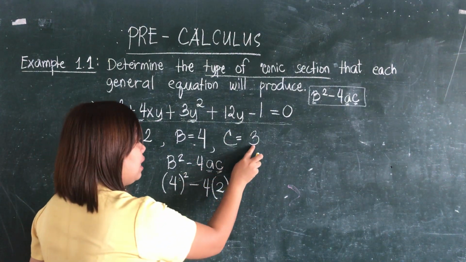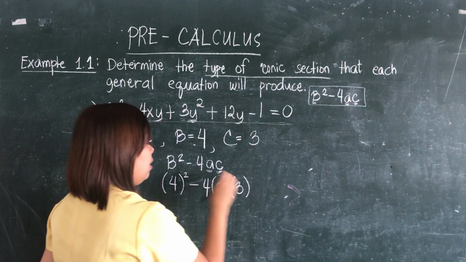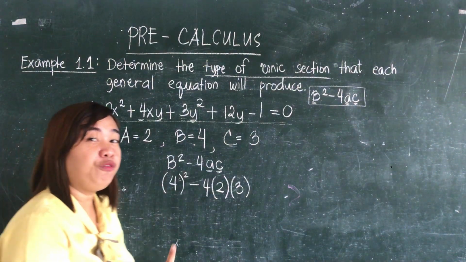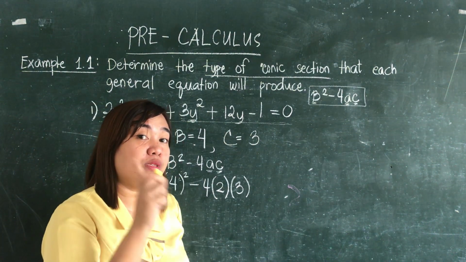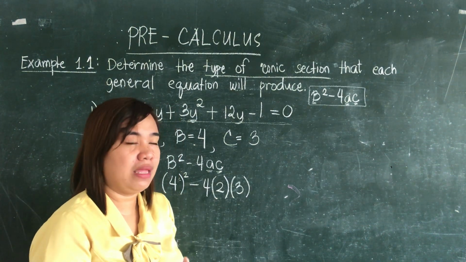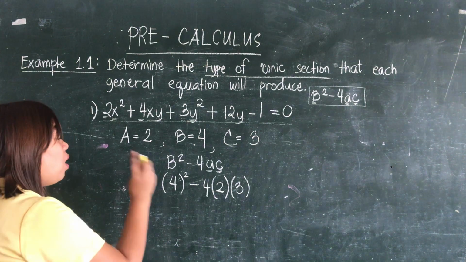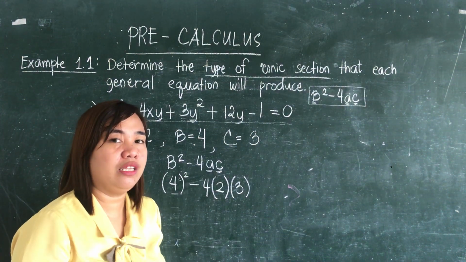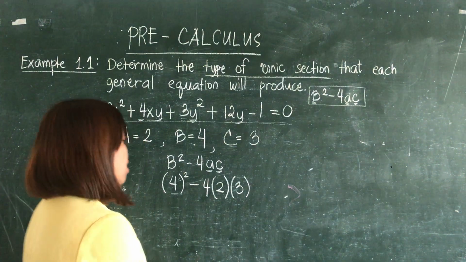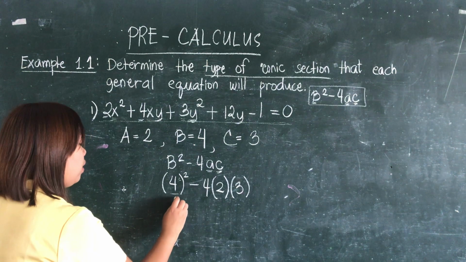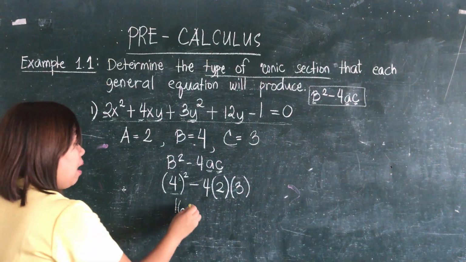and then put the value of c. The value of c is 3. Then simplify. 4 squared is different from 4 times 2. That is the common error in mathematics. Always remember, once you are squaring a number, you are multiplying the number by itself. So 4 squared is 4 times 4, and that will give you 16.